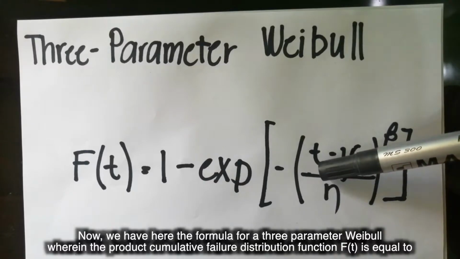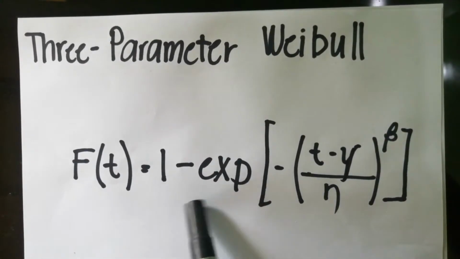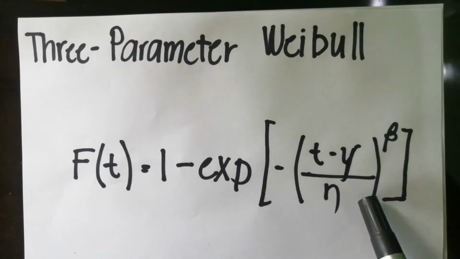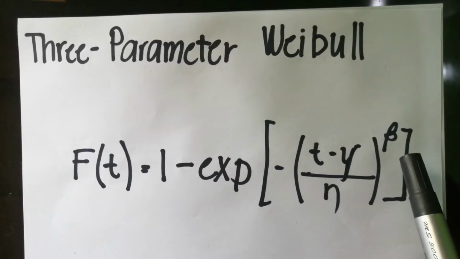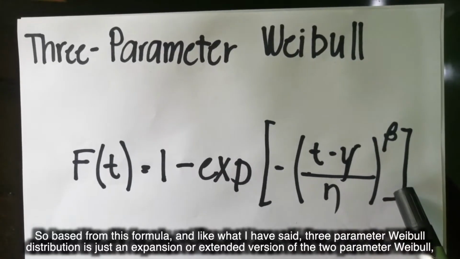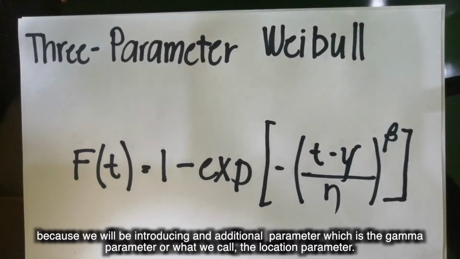Here the cumulative failure distribution function is equal to 1 minus the exponential of the negative quotient of time minus gamma over the scale parameter, raised to beta. Based on this formula, like I have said, the 3-parameter Weibull distribution is just an extended version of the 2-parameter Weibull, because we are introducing an additional parameter, which is the gamma parameter, or what we call the location parameter.